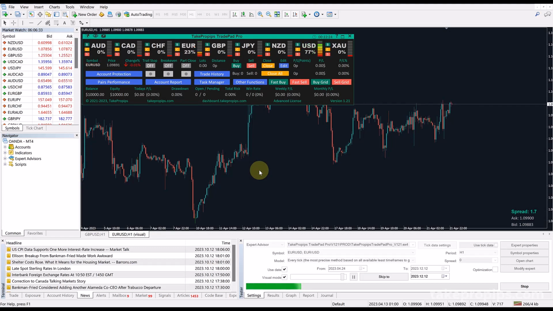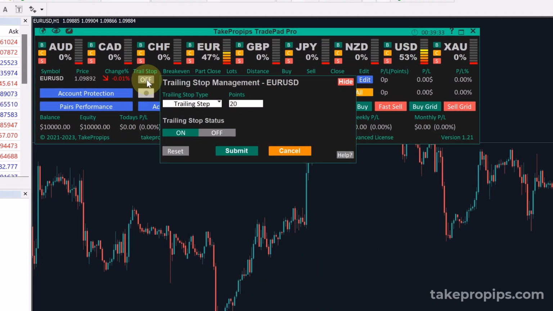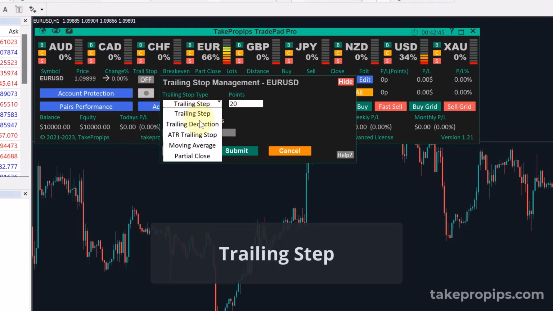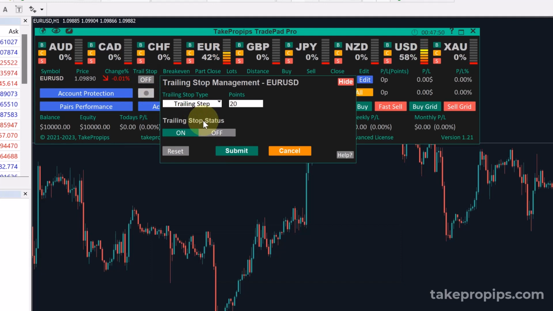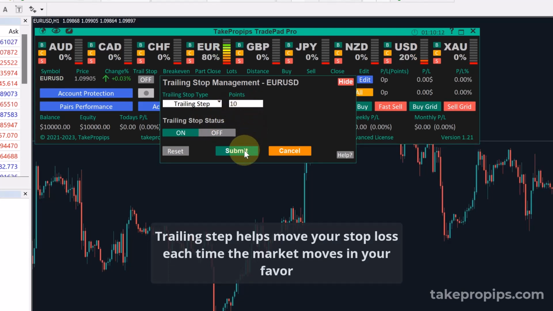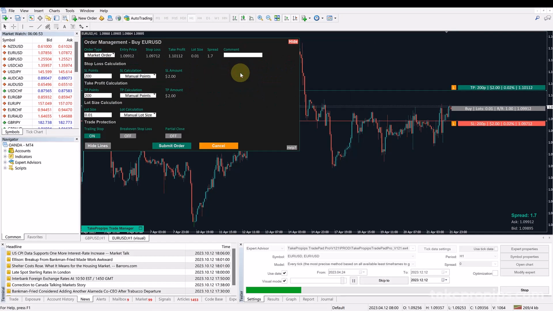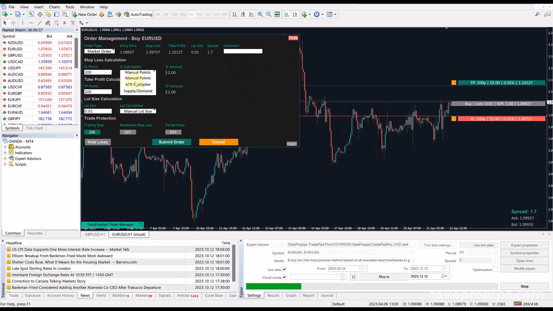Our EA offers various methods for calculating the trailing stop. One of them is the trailing step. Here, you set a specific number of points. For instance, if you set it to 10 points or 1 pip, the EA moves your stop loss by 1 pip each time the market moves by that amount in your trade's direction. We will open the trade to see how it works in action.